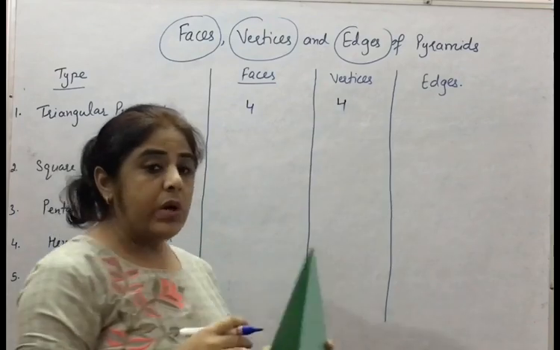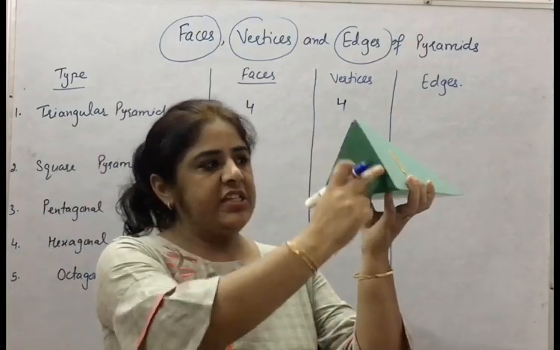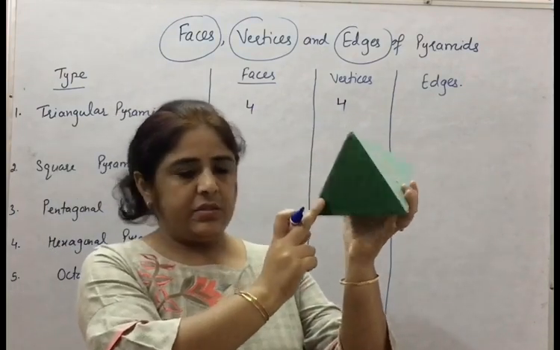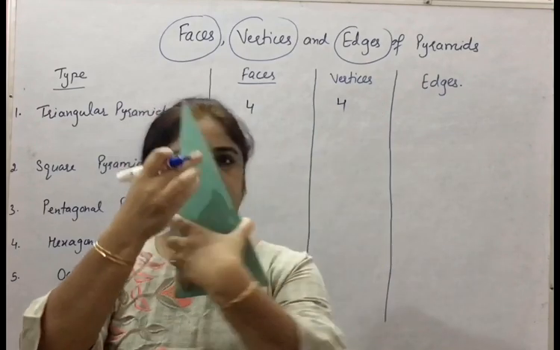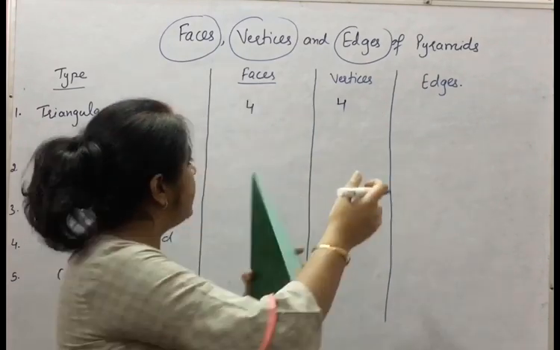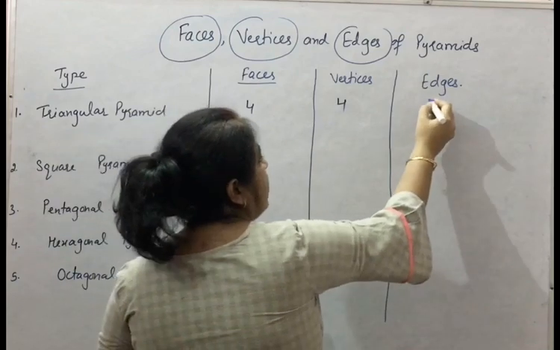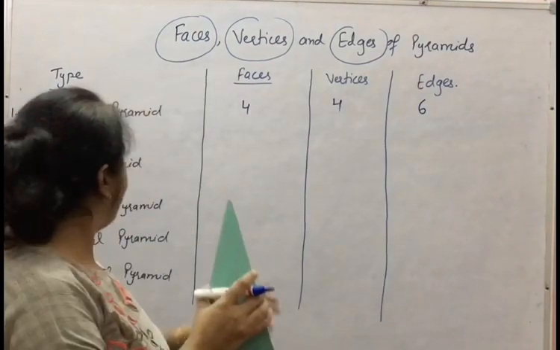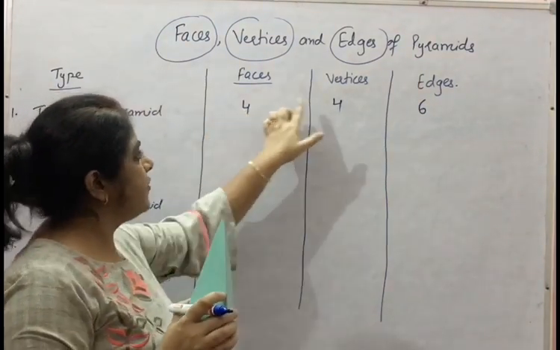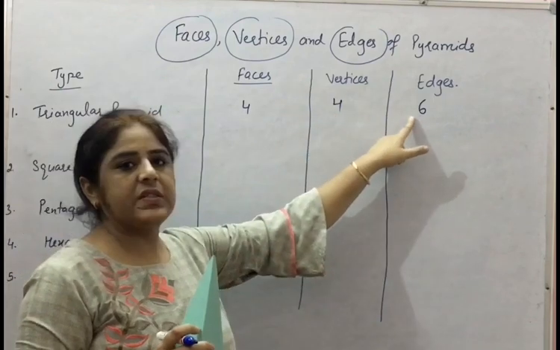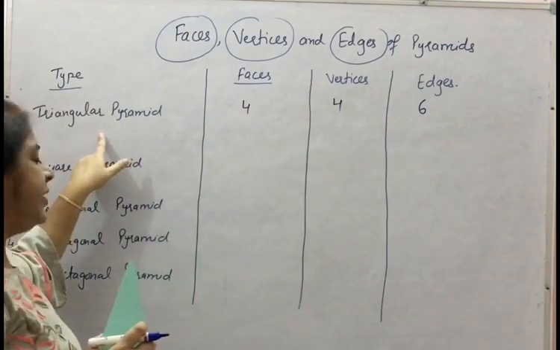So the total number of vertices is 4. Now count the edges. There are 3 edges at the base and 3 edges on the side faces, so we have a total of 6 edges. So a triangular pyramid has 4 faces, 4 vertices, and 6 edges.